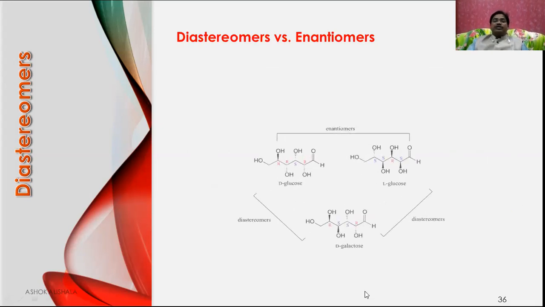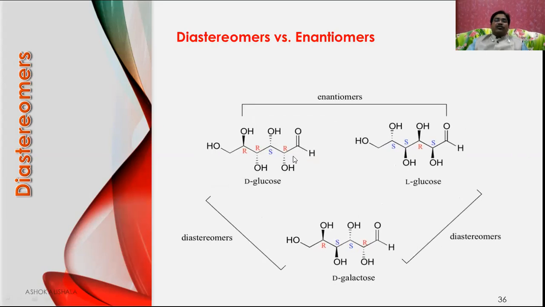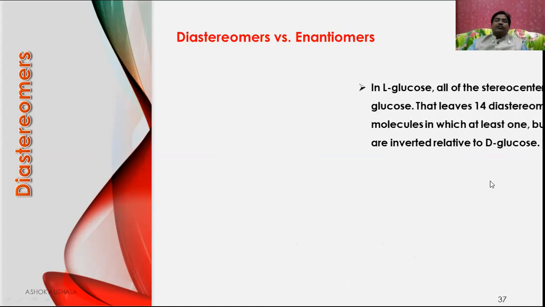This is the structure, and it has 4 stereocenters. Because of the 4 stereocenters, 2 to the power of n means 2 to the power of 4, which is 16 stereoisomers. These two are enantiomers, this pair is diastereomers, and this pair is also diastereomers. In this way, 2 to the power of 4 stereoisomers are possible. Let us take one more example for this.